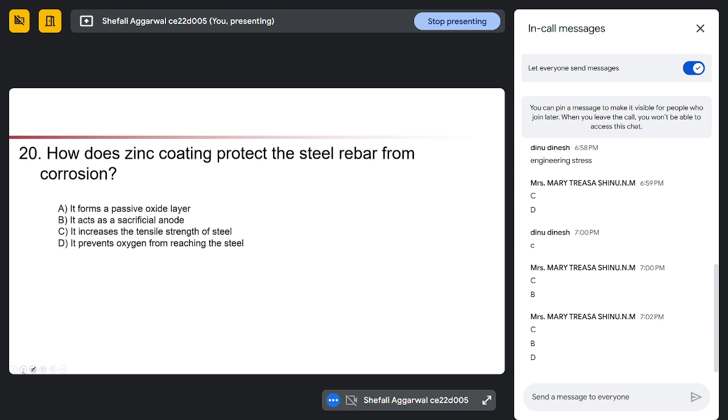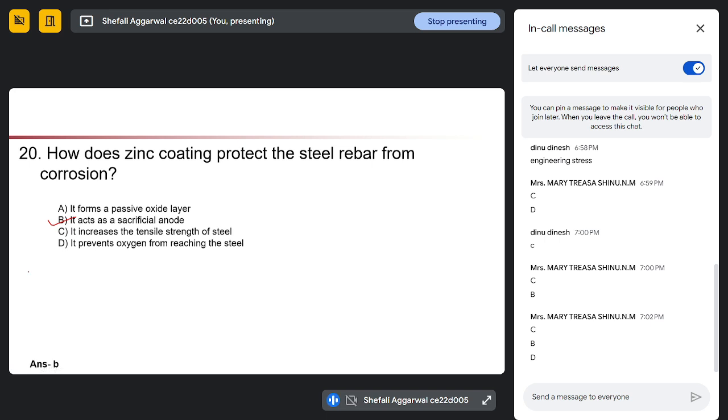Last question is, how does zinc coating protect the steel rebar from corrosion? It forms a passive oxide film. It acts as a sacrificial anode. It increases the tensile strength of steel. It prevents oxygen from reaching the steel. The main function of zinc coating, why we are doing zinc coating, is because it acts as a sacrificial anode.